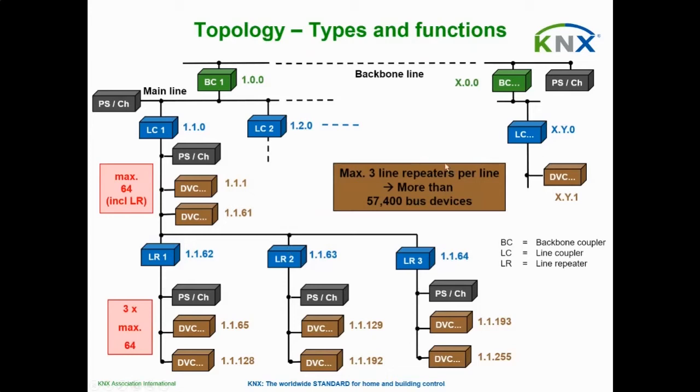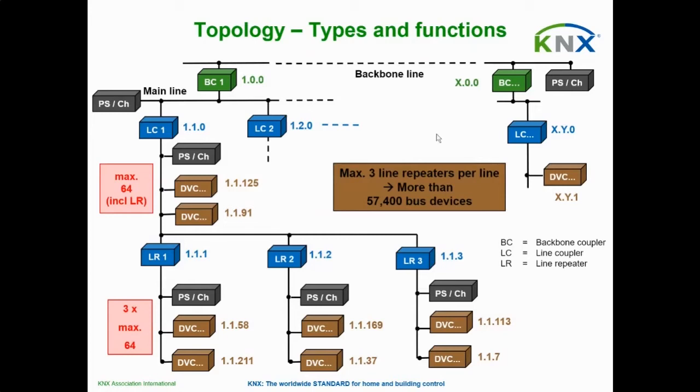So if we add 3 line repeaters per line, we can now grow our network to over 57,000 devices. And this is really huge projects. I have seen once or twice large projects get up to this size. But nowadays, we don't have any problems with them. The EEPROMs can manage this. There's never really any problems with this anymore.